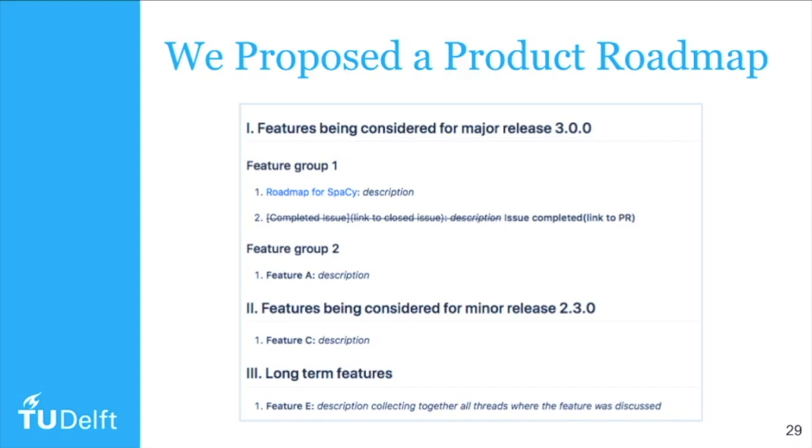We looked at multiple open source repositories to put this together. It has 3 major sections: features being considered for the next major release, for the next minor release, and long-term features where the details are quite sketchy. Each of these sections is divided into feature groups, and there are links to issues or pull requests. We think that this can directly impact the project and the rate at which features are being developed.